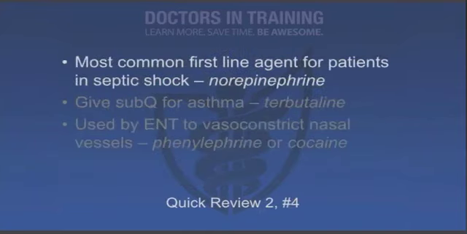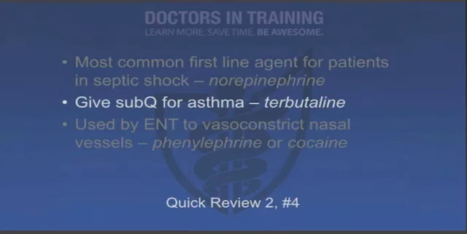Next, most common first-line agent for patients in septic shock. So a little bit different than a cardiogenic shock situation. Often we're going to use norepinephrine in septic shock, but know that the best thing you can do is give someone with septic shock fluids. You always want to make sure people have IV fluids, because most of the time people who are in septic shock have a functioning heart. And if their pressure is just going down, if you give them fluids, they generally do better too.